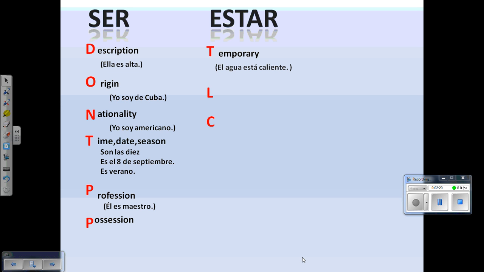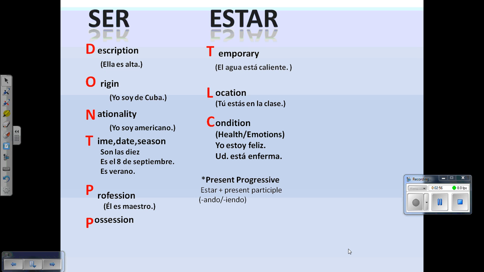It's not always going to be hot. Or you could have an example, the pool is cold. The pool is cold today, but it's not always cold. Next one is location. Tú estás en la clase. So you are in the class. And then condition, which is health and emotions. Yo estoy feliz. Usted está enferma. And obviously with that, we're talking to a female. Basically, if it's not temporary, location, or condition, then it would be ser.